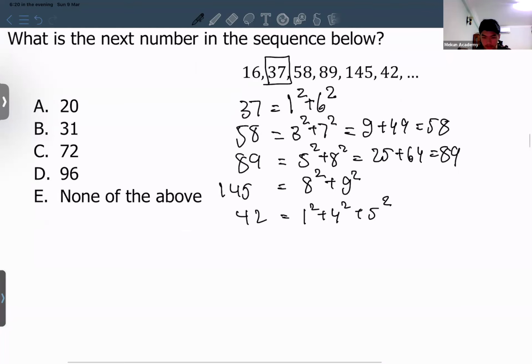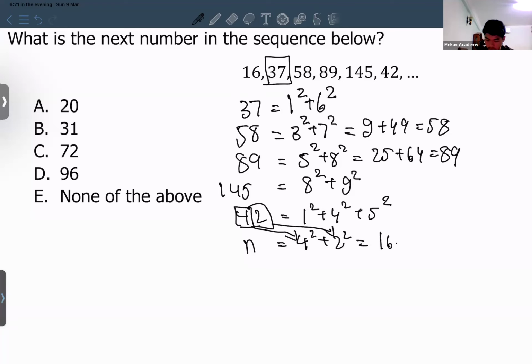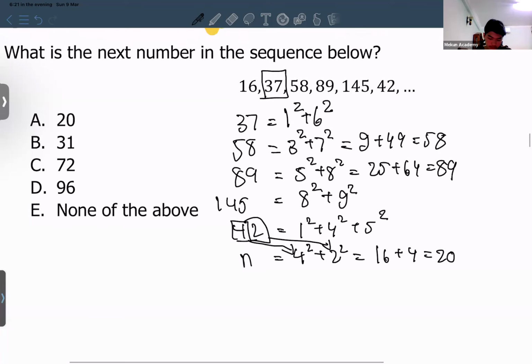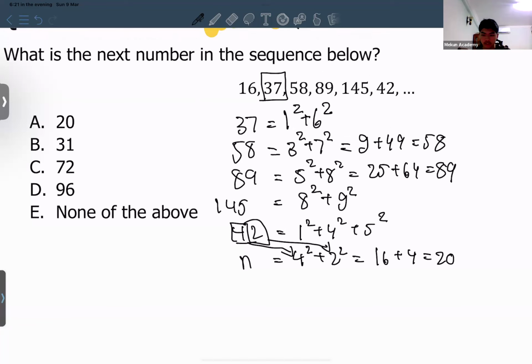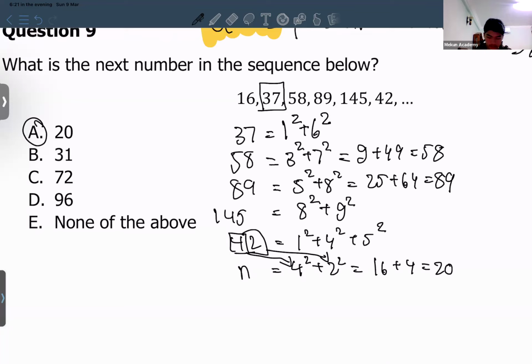To find the next term, you need to get the sum of squares of the digits of 42, which is the term before the term that we are finding. Let's say the next term is n. So n equals 4 squared, which is this digit, plus 2 squared, which is the next digit. You'll get 16 plus 4, which equals 20. If you look at the choices, 20 is A. So the answer is A, 20.